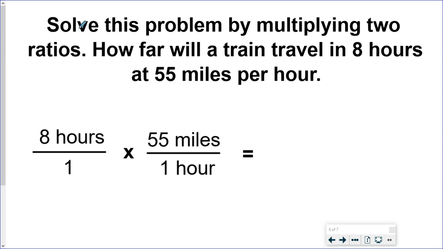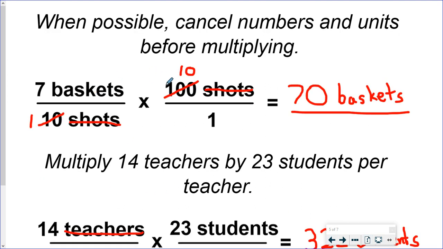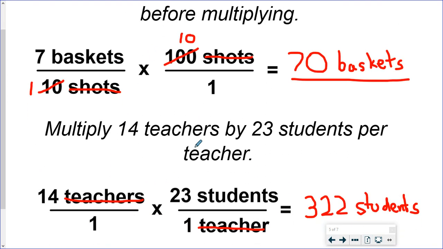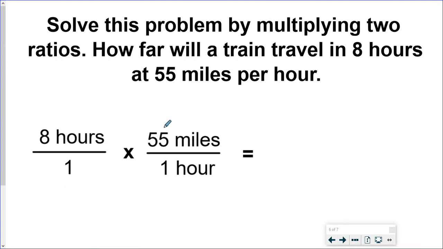You'll see a problem that's very similar to this in your assignment for today. It's going to solve this problem by multiplying two rates. And when you do two rates, this is exactly what we've been doing in the previous problem. If I go back to the problem, this is a rate and this is a rate. So both of these are rates. You're setting it up to look like this. And here's the problem. How far will a train travel in 8 hours at 55 miles per hour? That's what I'm asking.